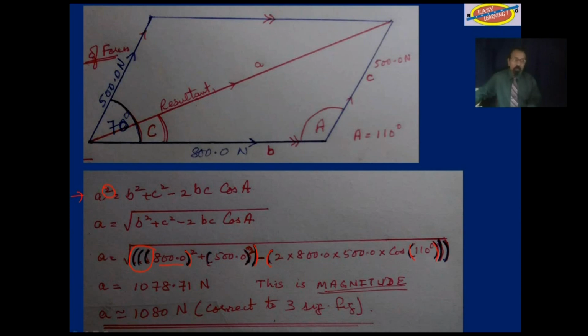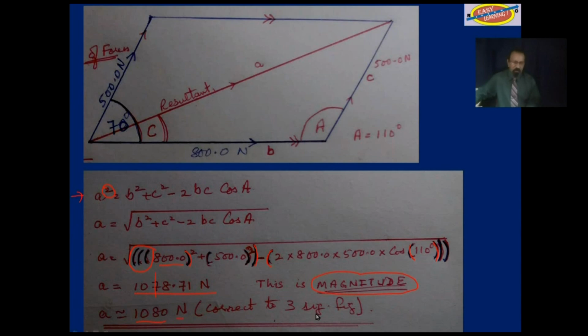Now if you enter that in most calculators and press equal, you will get this answer, and I will actually demonstrate that later on in this same video. Now this is the magnitude, but since we are using 3 significant figures, we will round off at this point and we get 1080 newtons.